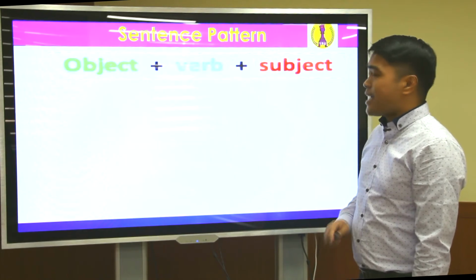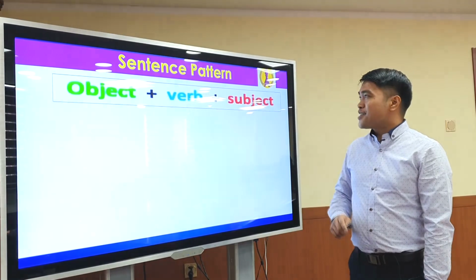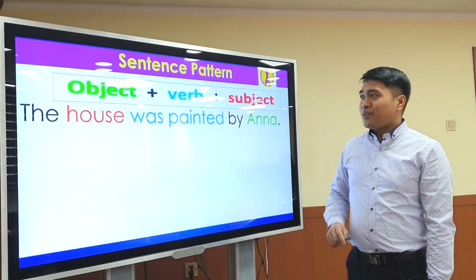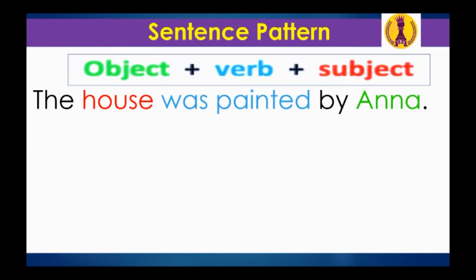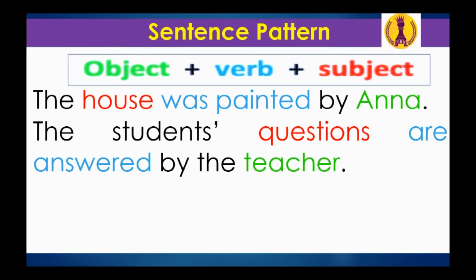Alright, so let's have the sentence pattern. Object plus verb plus subject. Example, the house was painted by Anna. What is our subject? House. What is our verb? Was painted. Object, Anna. The students' questions are answered by the teacher. What is our subject? Questions. Verb, are answered. Object, teacher.